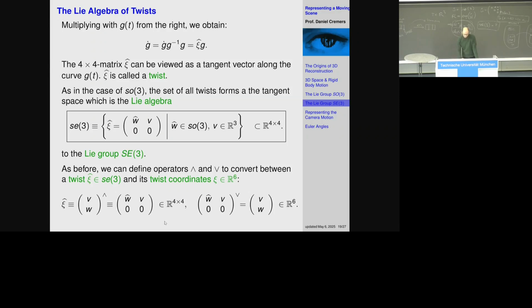And similarly, like what we had before, the inverse of the hat operator we call the V operator, or vee operator, I think it's called, and it converts the 4x4 matrix back into the corresponding parameter vector that has our 6 parameters.